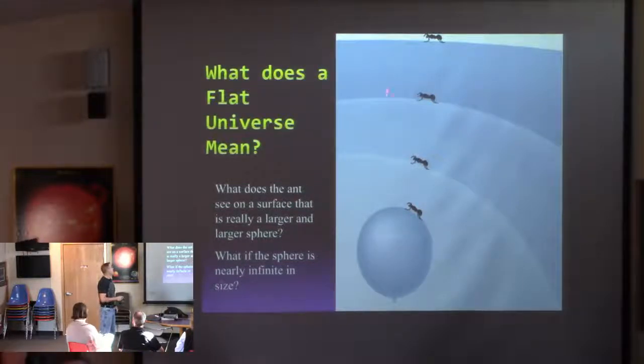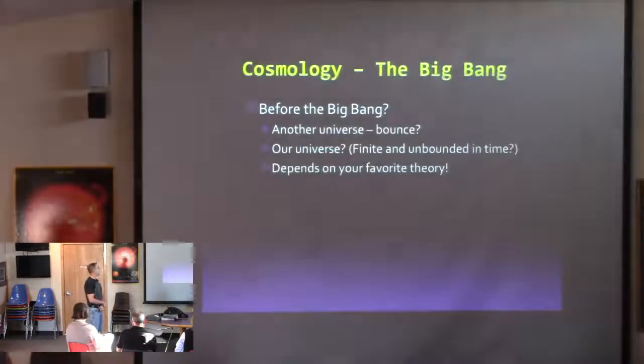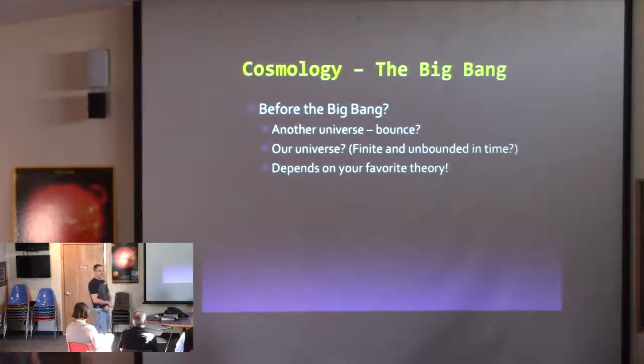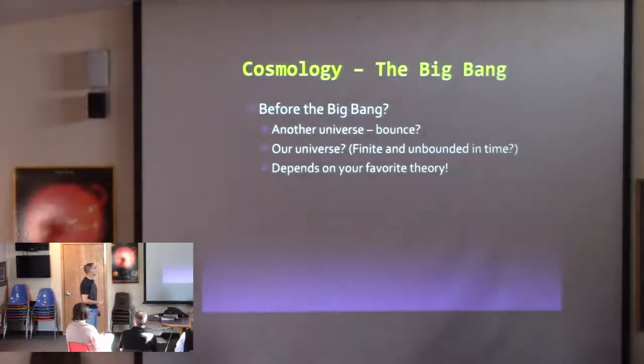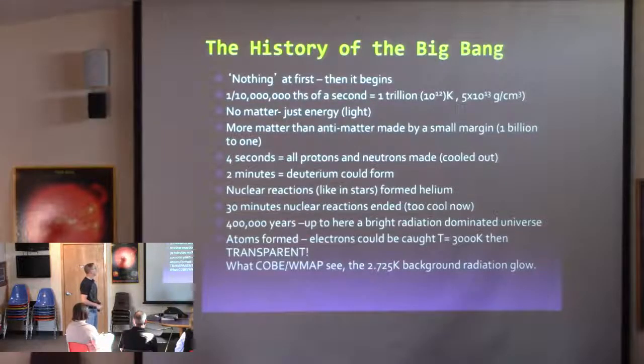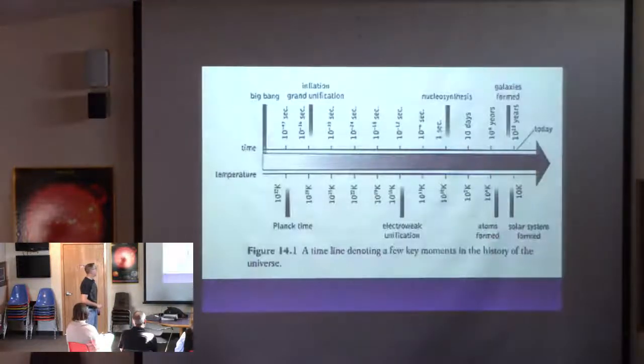And this is what we find. We find a very, very flat universe inside our bubble that we can see. So we do ask questions about the Big Bang, like before the Big Bang, was there another universe that collapsed and bounced out? Is our universe finite but unbounded in time? So finite would be something like a more curved system. Even if a little bit of curve is still finite, it's just gigantic. And that of course depends on your favorite theory. We talked about the progression through the Big Bang a lot, so let me keep moving here.